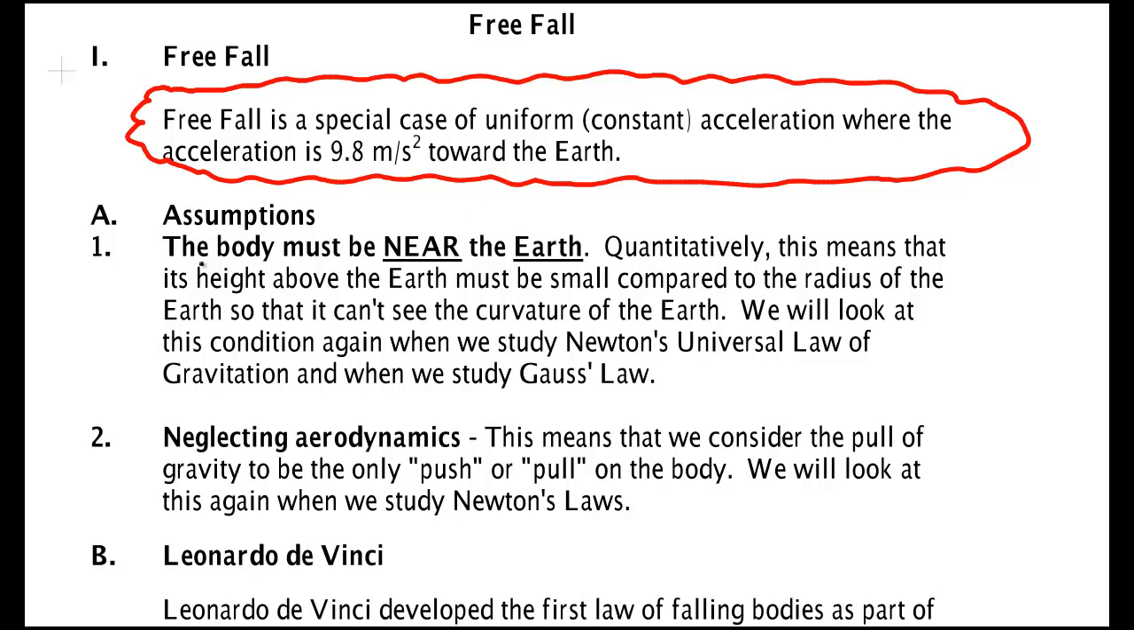So there are some assumptions, and these assumptions can be approximately true depending on the shape of the object and how the object is dropped. First, the body must be near the planet Earth. And by near, I mean that you cannot see the curvature of the Earth. So if you're in a satellite or the space shuttle and you're up in outer space, then you're not in free fall, at least as we're using the term here. Your gravity pull is going to be different.